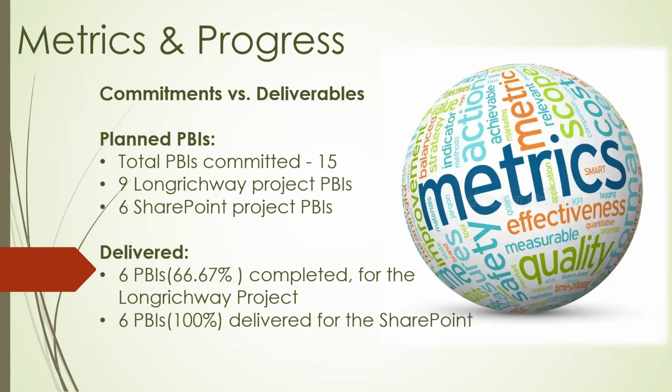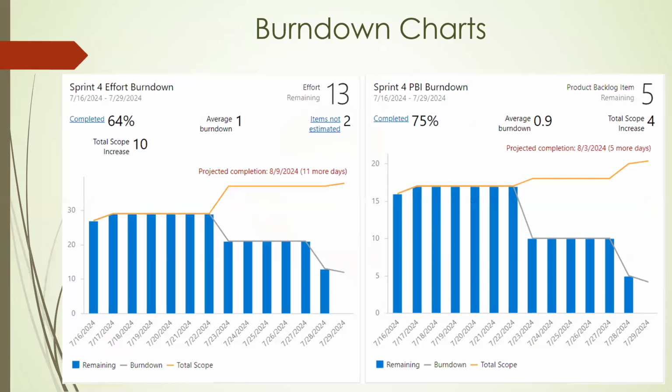The total PBIs committed is 15, 9 for the Longreach project and 6 for the SharePoint project. Delivered were 6 PBIs completed for Longreach, which was 66% of the total PBIs committed, and all 6 of the SharePoint project's PBIs were completed. That is 100%. Looking at our burn down chart, we had 64% completion, and our total scope increase was 10. Our average burn down was 1, and 13 efforts remaining.